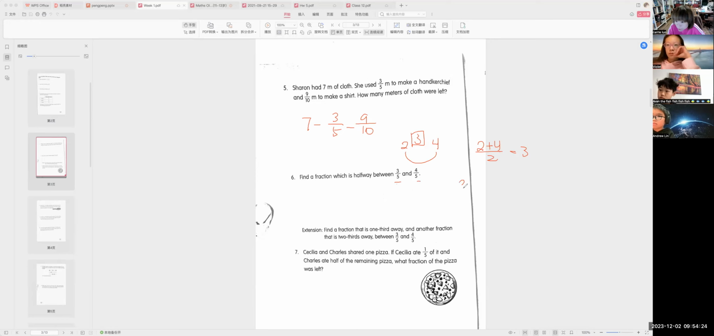So how do we do this one, Andrew? The same thing. 3 over 5 plus 4 over 5 equals 7 over 5. Divided by 2 equals 7 over 5 times 1 over 2. So 7 over 10 is the middle number between 3 over 5 and 4 over 5.